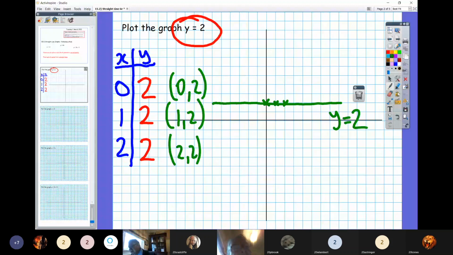Now, 3's enough for me to see the pattern, and then I've just drawn in my straight line, and that is the line Y equals 2. So I have followed the instruction at the top that basically said you need to draw all the points where the Y coordinate equals 2. Right, our second example.